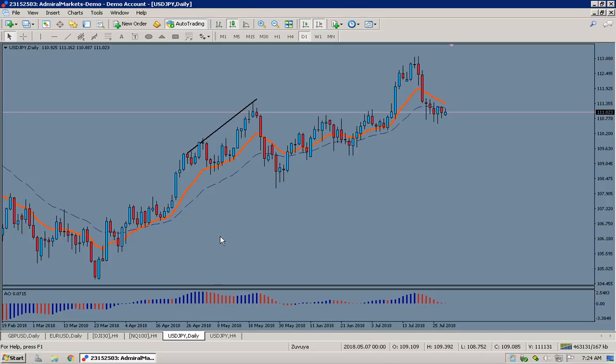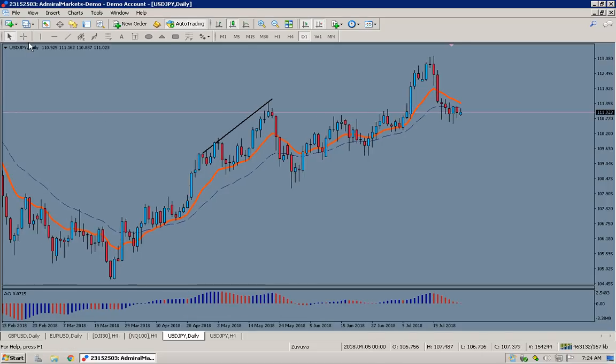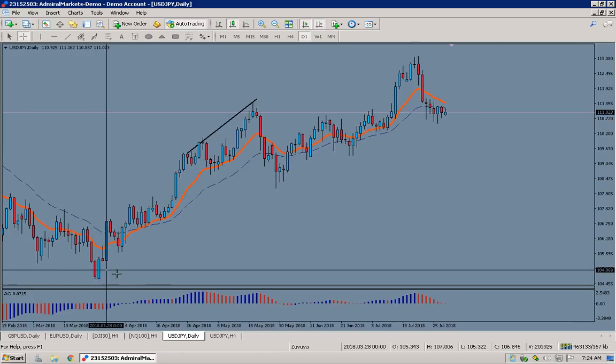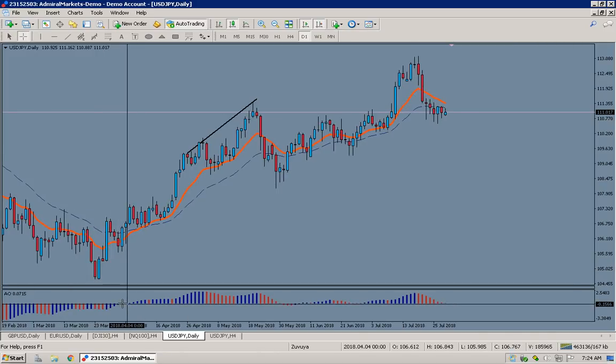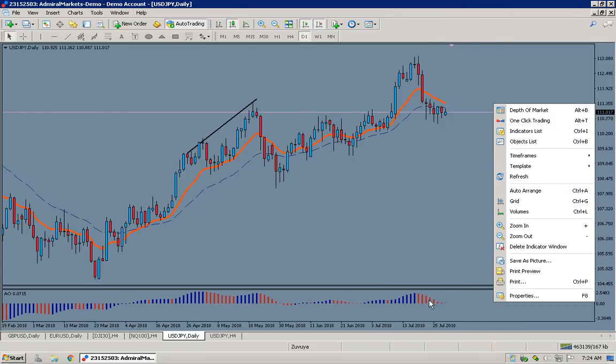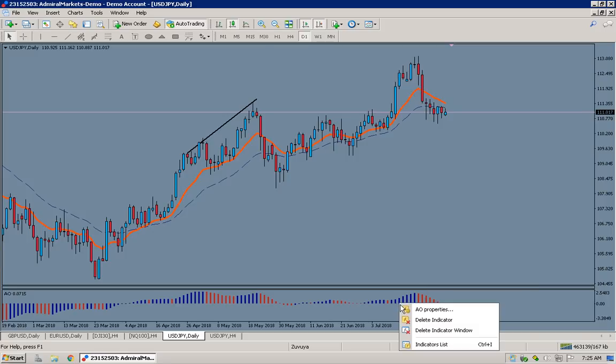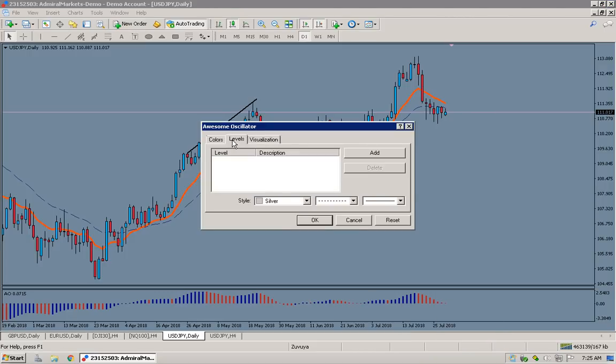Okay, so now you're only dealing with one swing. So always consider this zero line. Let me actually highlight this on the indicator because that's quite useful to do. Right click into your indicator window, go to AO properties, go to levels, and simply add a zero. So you keep the level value here at 0.